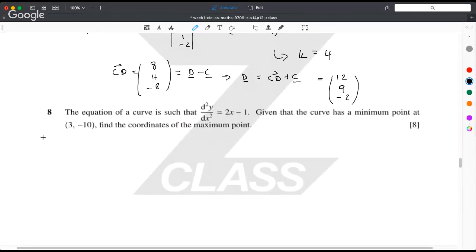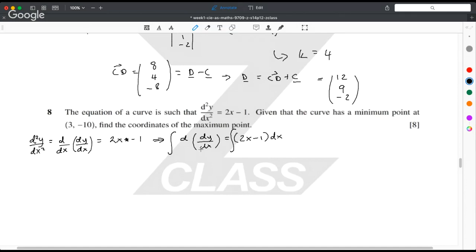So the thing is to recognize that d squared y over dx squared is the same thing as d/dx of dy/dx. Makes sense, right? You're just differentiating the first derivative. And this is equal to 2x minus 1. So we use separation of variables, and we get d(dy/dx) is equal to (2x minus 1) dx. And I'm going to integrate this.